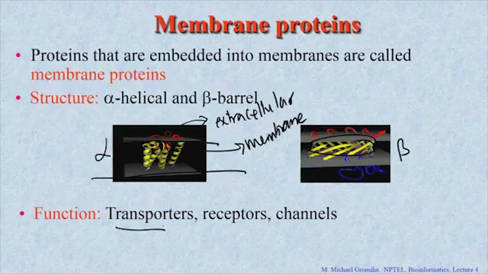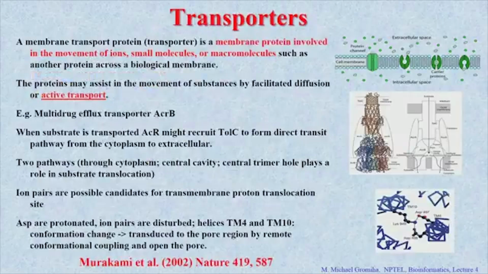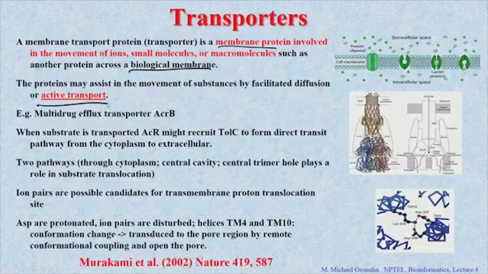So these proteins also perform various functions like transporters, receptors or channels and so on. I will explain with a few examples. Here is one example, the transporters. What is a transporter generally? It transports molecules. A transporter is a membrane protein which is involved in the movement of ions, small molecules or macromolecules, such as another protein, across the biological membrane. Mainly these assist the substance by active transport, from the lower concentration to the higher concentration.